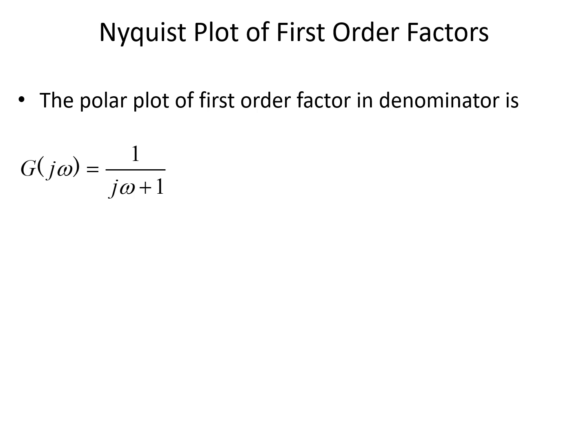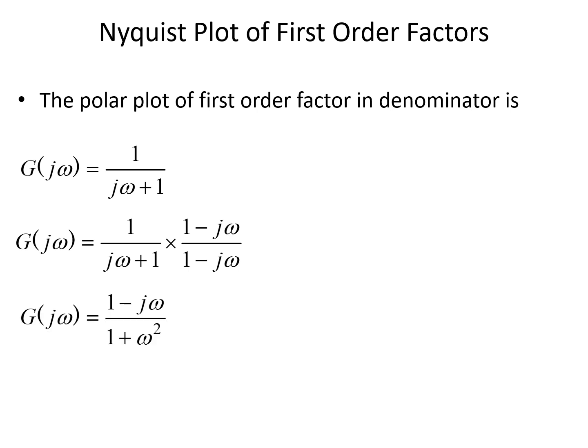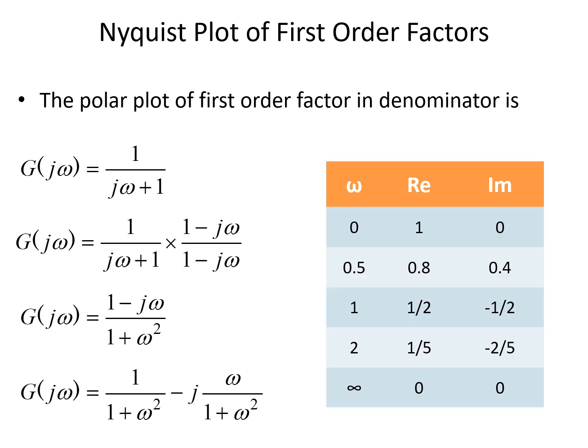Similarly, for a first order pole, G(jω) is taken as 1/(jω + 1). As usual, we simplify by multiplying and dividing by the conjugate factor, 1 − jω, which gives 1 − jω divided by 1 + ω². You can split this into real and imaginary parts as 1/(1 + ω²) minus j times ω/(1 + ω²).